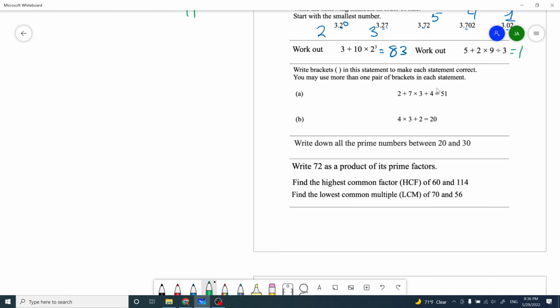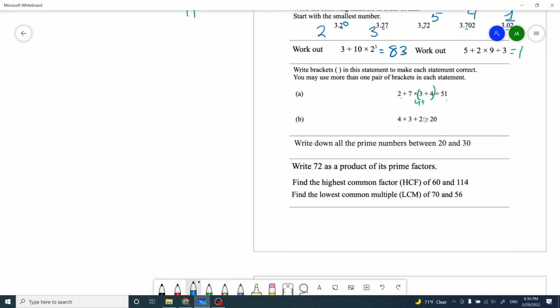However, if we put brackets here, we take 3 plus 4, which is 7. We do that first, and then 7 times 7 is 49. Plus 2 will give us 51. So this will be a solution.